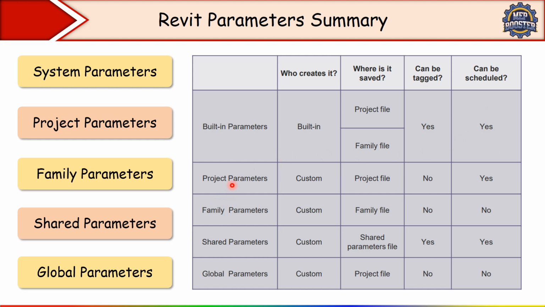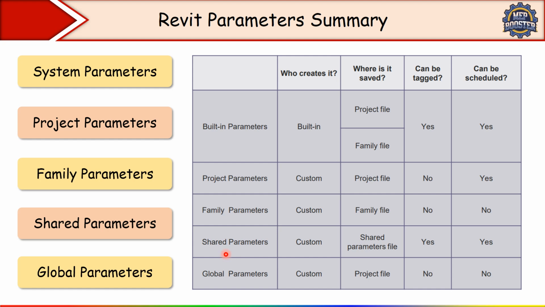Second one is the project parameter. What are they? Project parameters are custom parameters added to a project only. They only appear in schedules, and cannot be tagged. Okay, is it clear? The third one is the family parameter. This type of parameter is created inside the family editor only. It is used to control size, visibility, geometry. It cannot be tagged individually.